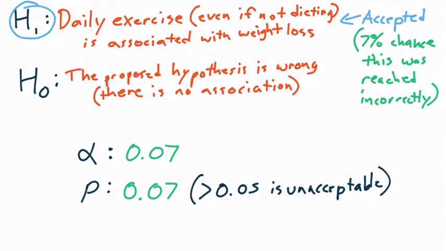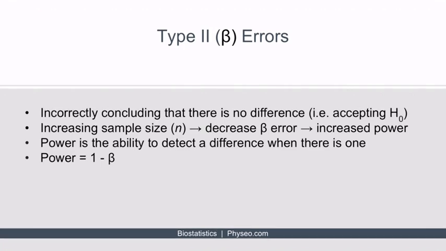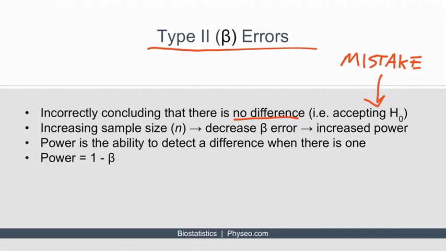In other words, the probability of reaching this conclusion by chance alone is too high to safely conclude that there is an association. Now let's talk about the other type of error, or type 2 beta errors. In this type of error, you claim that there is no difference. In other words, you accepted the null hypothesis, and this was a mistake. You can decrease the chance of making this mistake by increasing the sample size, n. By doing this, you will decrease your chance of making a beta error, and you will increase your power.